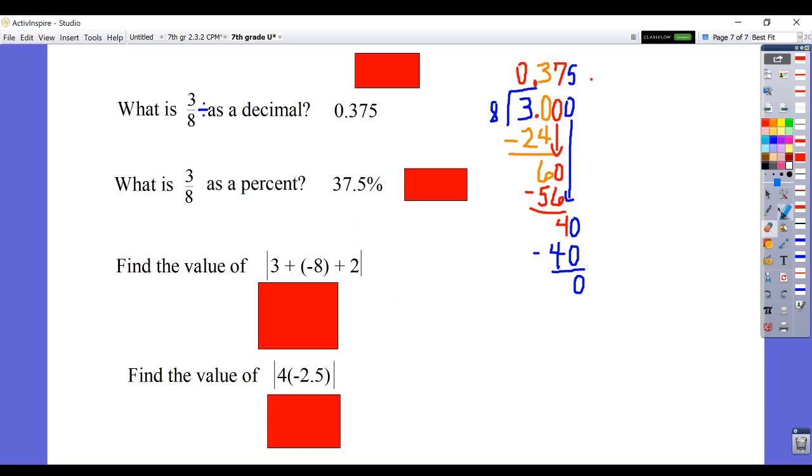Another type of problem you'll have to do on the quiz will be to find the value of something using absolute value bars. So remember, you're going to want to first figure out the value of what's inside the absolute value bars and then apply the absolute value bars after that. Think of it like a parentheses. We do what's inside first. So 3 plus negative 8, 3 plus negative 8 would be negative 5.